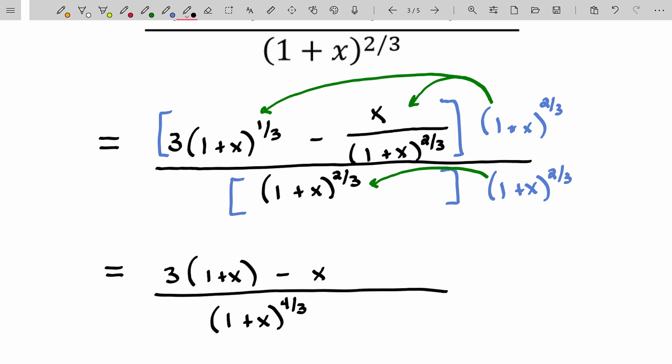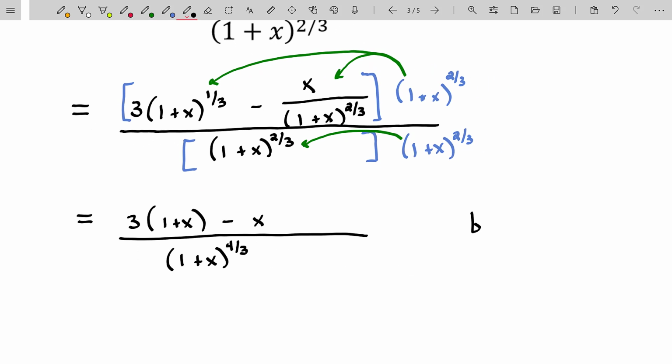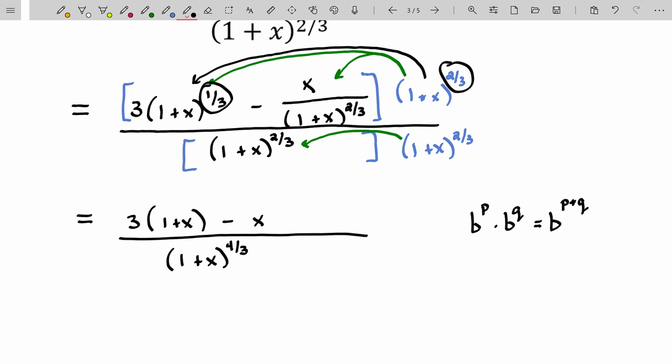Now, if you didn't follow that, it's likely because you need to review your laws of exponents. At least one of the laws of exponents tells us that if you have a base to a power p and you're multiplying it, like in this case right here, by a similar expression with the same base but to a different power, we'll call that q, then the result is the base to the p plus q power. Well, 1/3 plus 2/3 is 3/3, or the first power. And that's why that happened there.